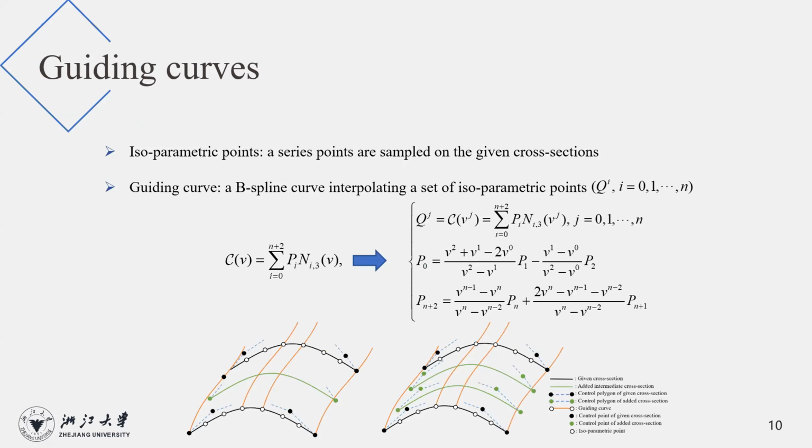To obtain a visually pleasing shape for the skinned surface, several guiding curves are constructed. We sample a set of isoparametric points on the given curves to produce guiding curves. As shown in the 2 pictures, the black circles are the isoparametric points, and the orange curves through the black circles are the guiding curves. By solving the linear equations with these two boundary conditions, a cubic B-spline curve interpolating the isoparametric points can be constructed.